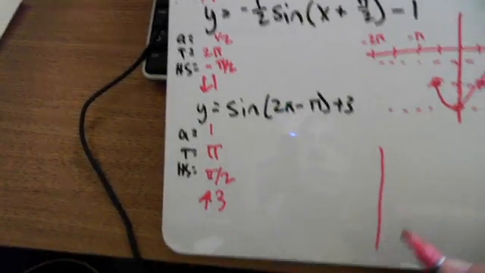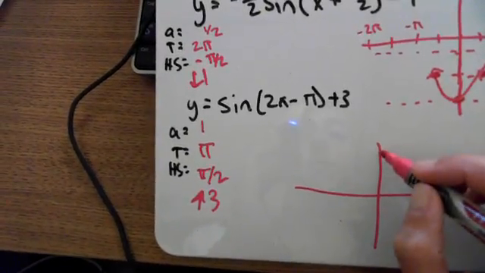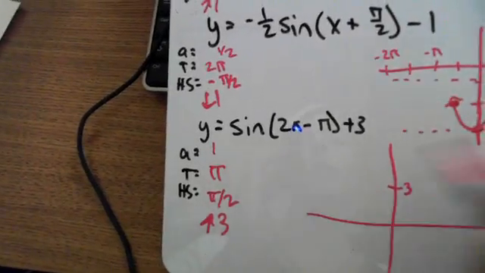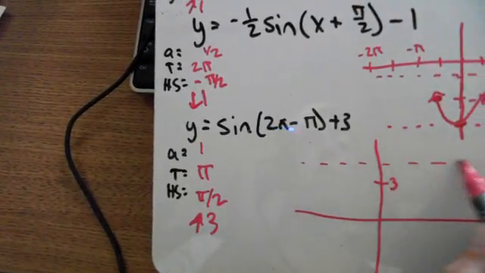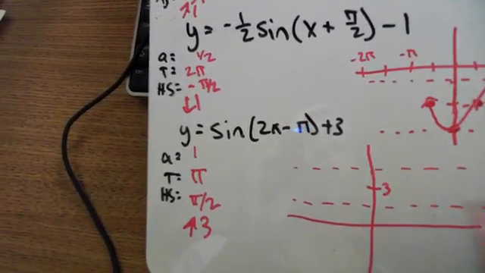We're going to put this into my graph. So this time I'm going to do my vertical shift. We're going up to positive 3. My amplitude is 1, so I'm going to go 1 above it to 4 and 1 below it to 2. Everything's going to happen between those dashed lines.